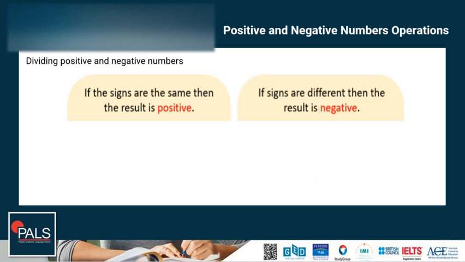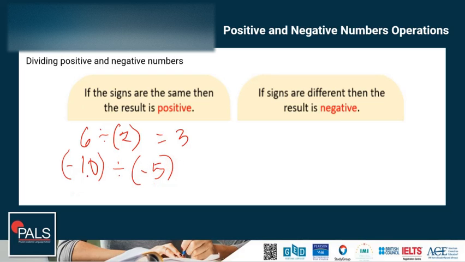Let's try some examples. 6 divided by 2. The answer is 3, because 6 is positive, 2 is positive, so 3 should be positive. Another one is negative 10 divided by negative 5. Negative 10 divided by negative 5, the answer is 2. Why? Because the signs are the same.